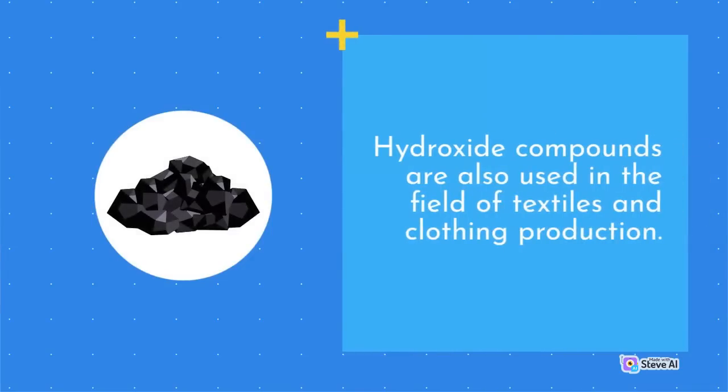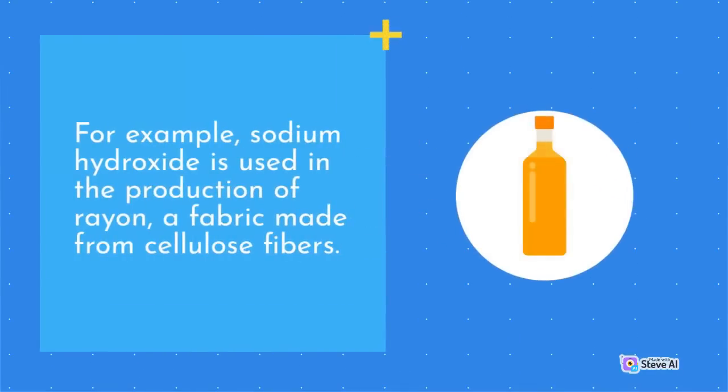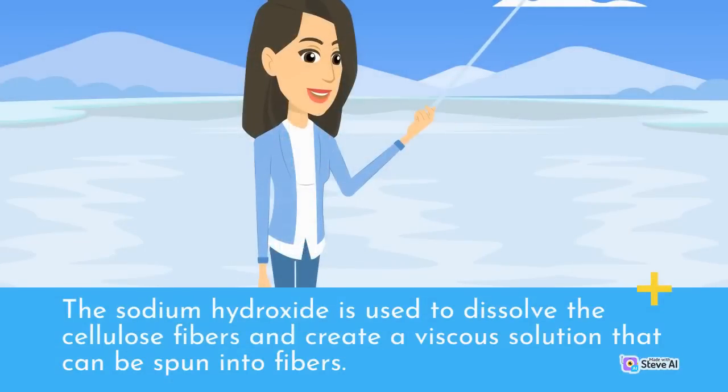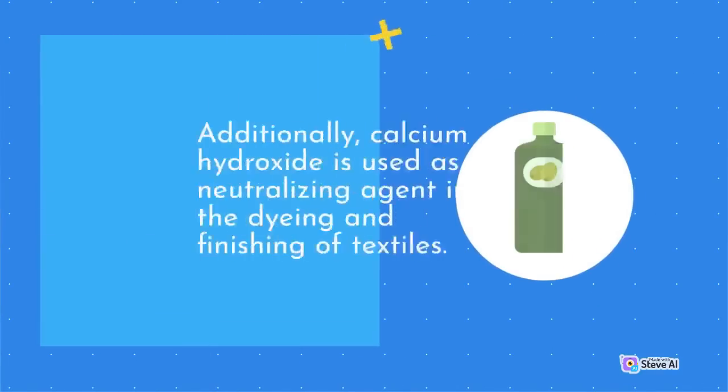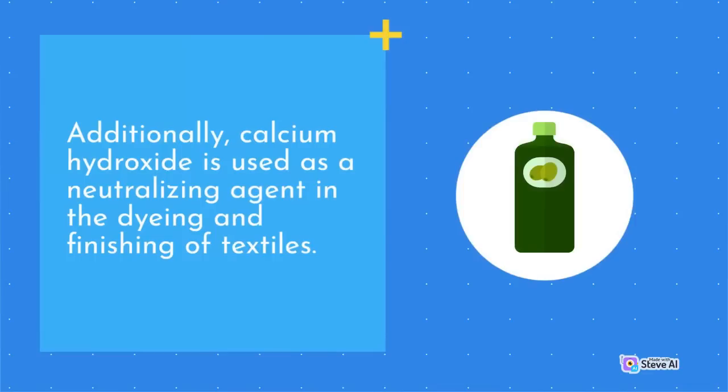Hydroxide compounds are also used in the field of textiles and clothing production. For example, sodium hydroxide is used in the production of rayon, a fabric made from cellulose fibers. The sodium hydroxide is used to dissolve the cellulose fibers and create a viscous solution that can be spun into fibers. Additionally, calcium hydroxide is used as a neutralizing agent in the dyeing and finishing of textiles.